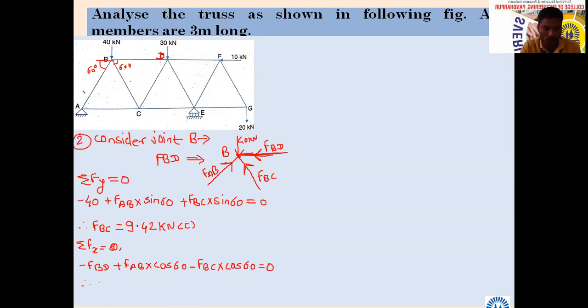Very carefully you have to calculate now this FBD. You take FBD to the other side, it will become positive, and the remaining terms as they are. You can calculate. Let me know what is that value. FAB we know is 36.76. Then this FBC is minus 9.42 into cos 60. How much is it coming? FBD, my answer is 13.6.